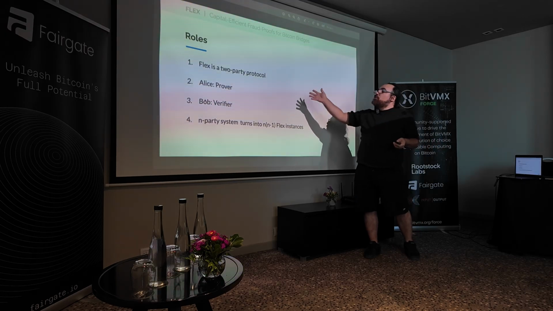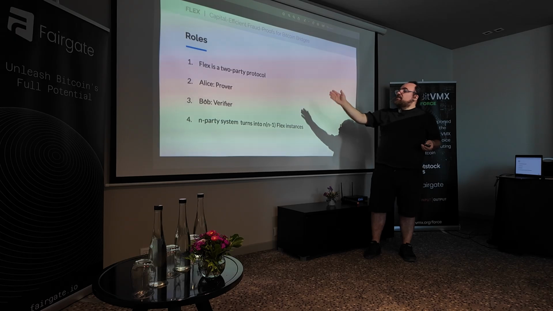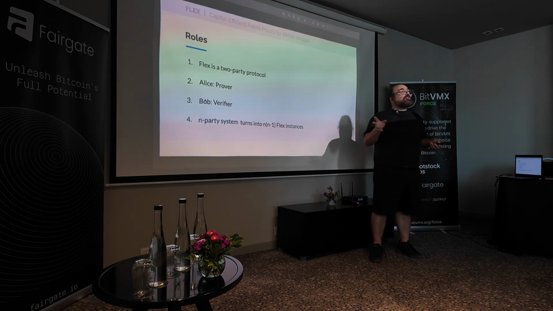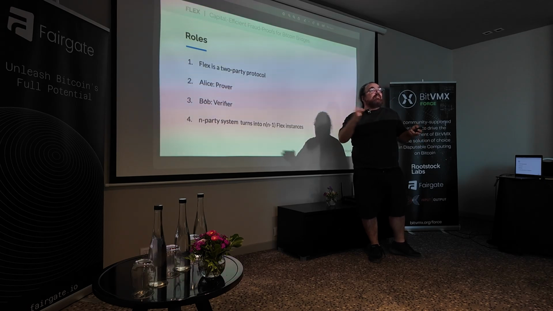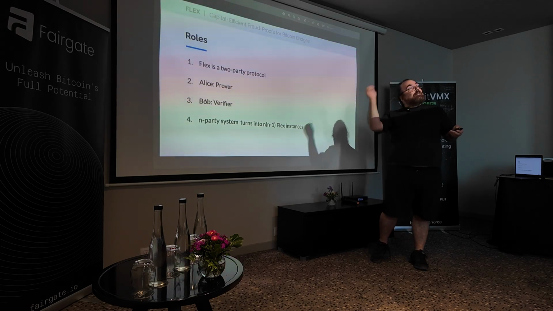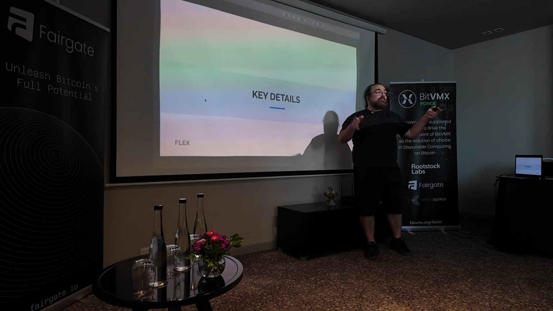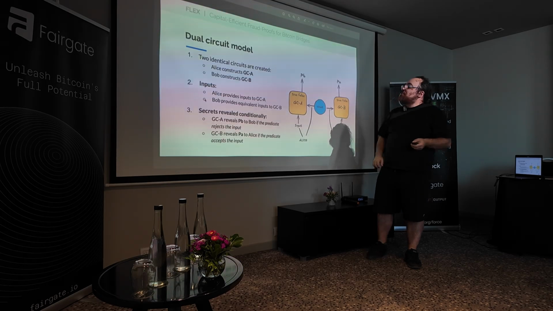So what we're going to do is have, again, Alice and Bob, a prover and verifier. I'm going to describe this as a two-party protocol, but the idea is that we can have different instances of Flex among different parties, so we can have several of these instances in order to have a multi-party version.